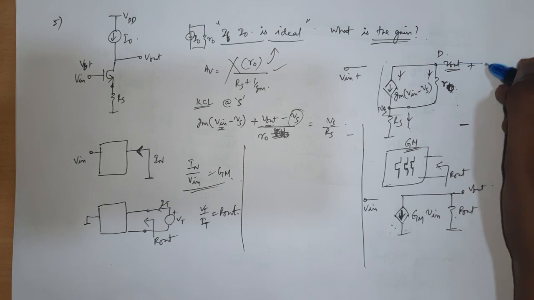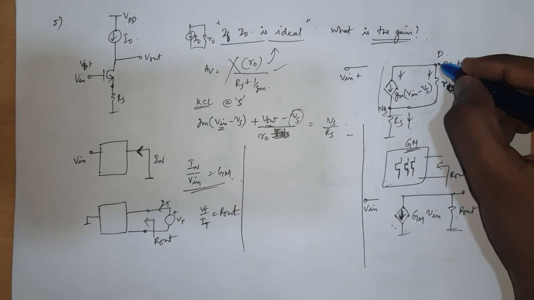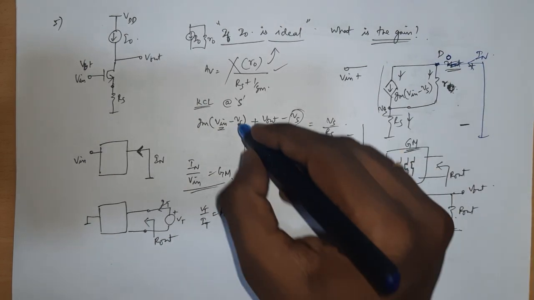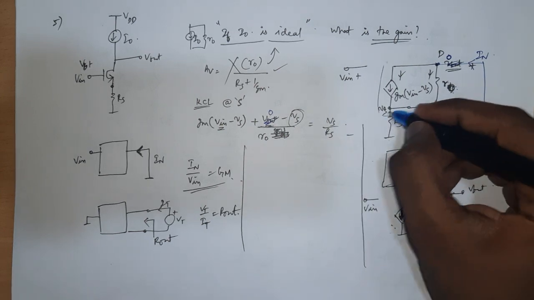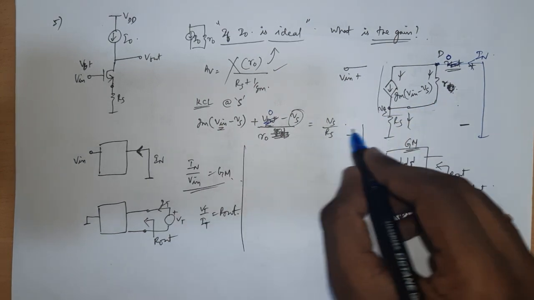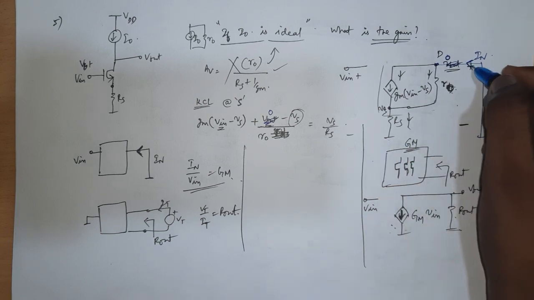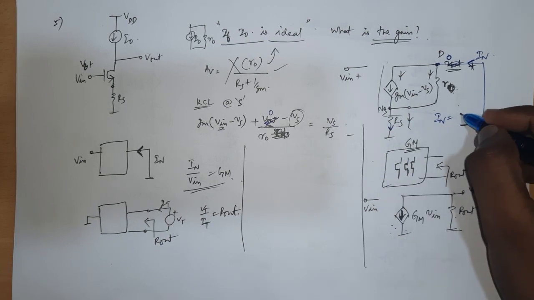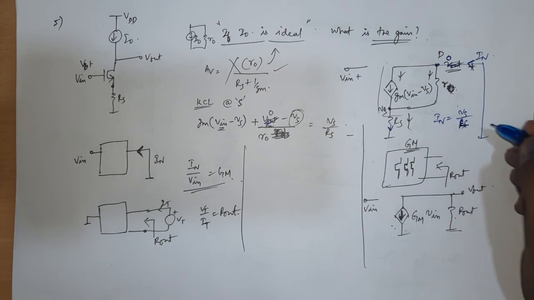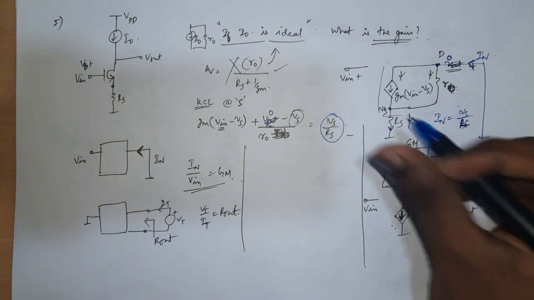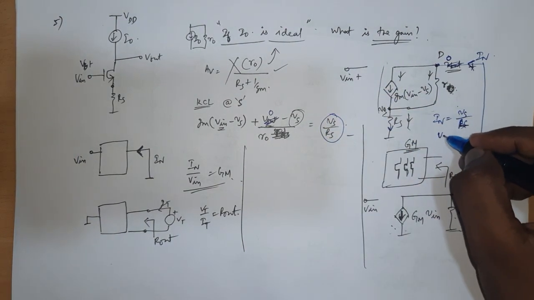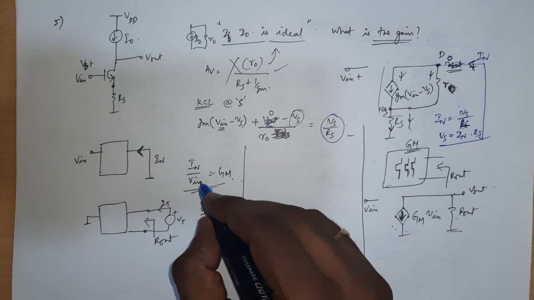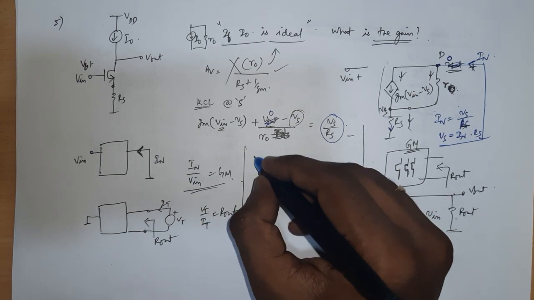If I short the output terminal to the ground, this is my Norton current. Vout is no more there, I have 0, and Vs is anyway there, so it has become simple. This Norton current is the same current flowing in this transistor, so Norton current is equal to Vs by Rs. So Vs is equal to In times Rs. You substitute Vs as In times Rs and find out In by Vin.